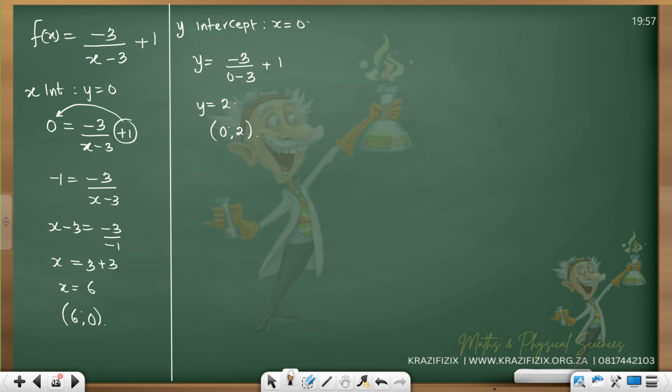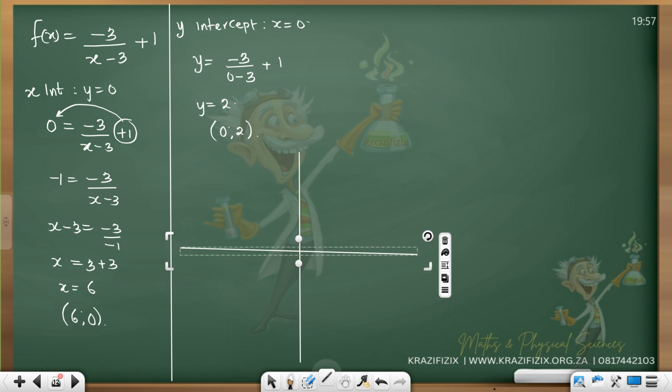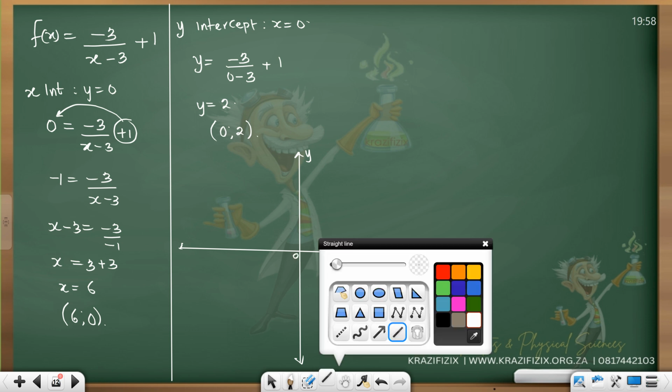We're sketching. Guys, this is routine now. We start by drawing x and y. Very important. Label it and put a 0 there.